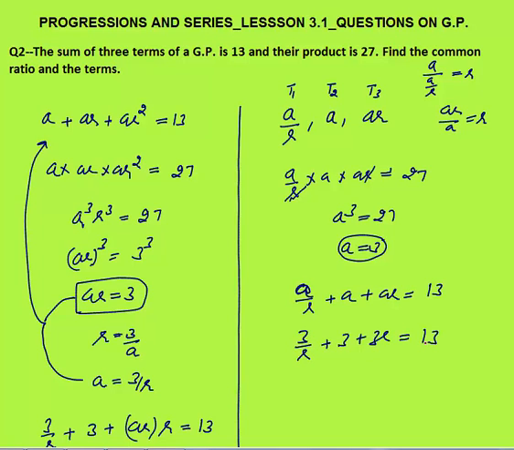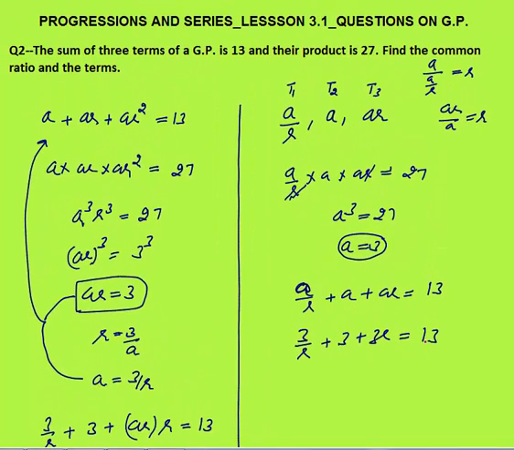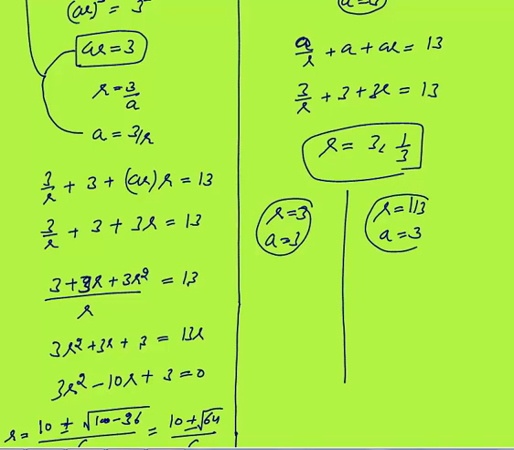Again you will reach the same equation that we got in the first case, but it will be easy to find the middle term. The difference in these two methods will not be much. The only thing is that you can save a few seconds by taking the terms like this. Again you need to solve the quadratic equation, and we got r as 3 and 1 by 3. Now we can calculate the terms. If r is equal to 3 and a is 3, there will be one GP. If r is 1 by 3 and a is 3, this will be another GP.